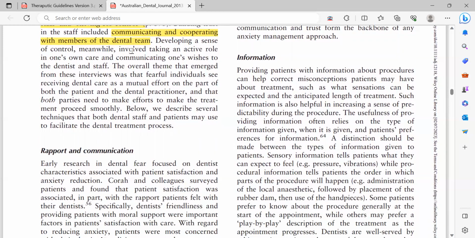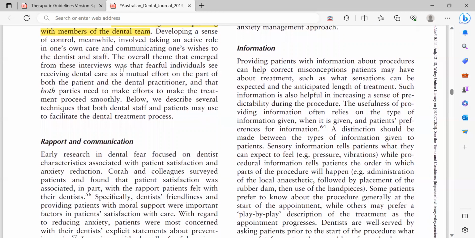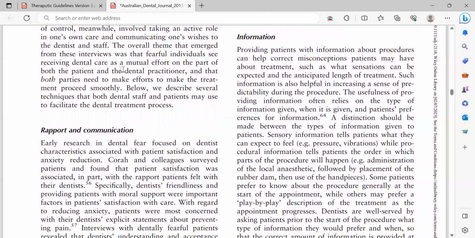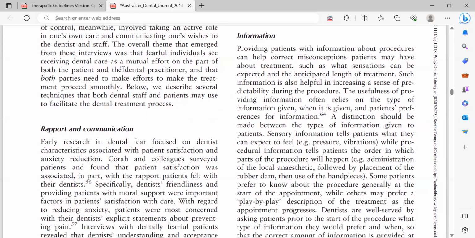Developing a sense of control, meanwhile, involved taking an active role in one's own care and communicating one's wishes to the dentist and staff. So they can say, you can just count from 1 to 5, and after 5, you need to give me some rest or break, or I will lift my left hand up, and at that time, you need to stop. So these are some of the things that you both need to understand, and you need to modify your treatment according to the patient's needs.